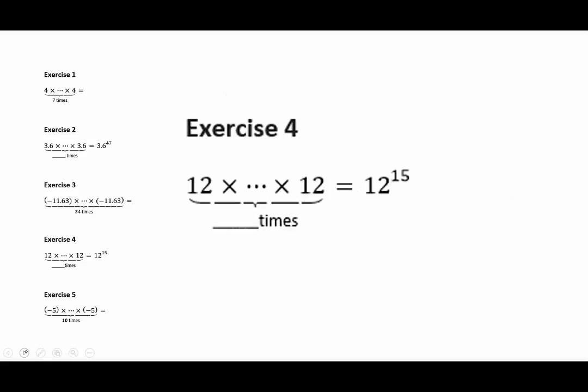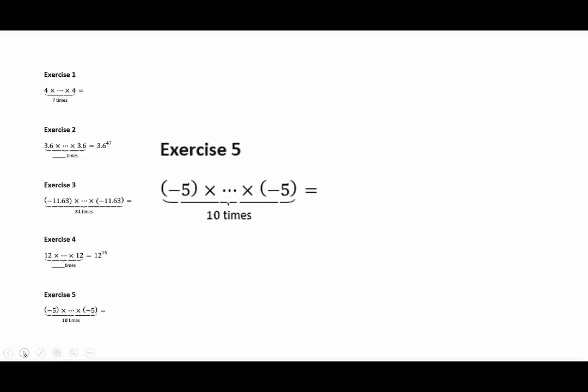In exercise 4, you see we have 12 multiplied however many times. Well, if we look over here, we see that it is multiplied 15 times because the power is 15. We would write that to be 15 in this space. We can tell that it's multiplied 15 times because the exponent is 15.